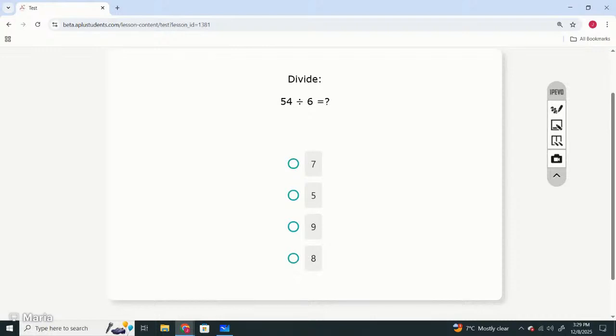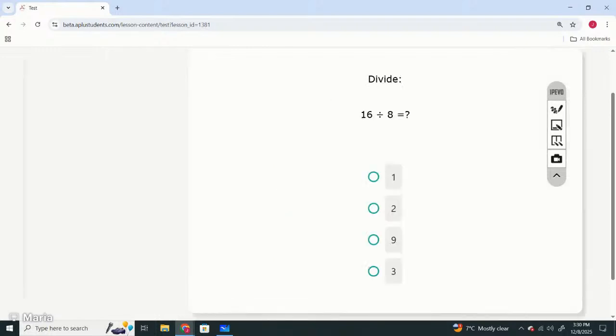54 divided by 6. So you need to count a table of 6 until 54. So which is the correct option? 6 times 9 is 54. So the correct option is 9.